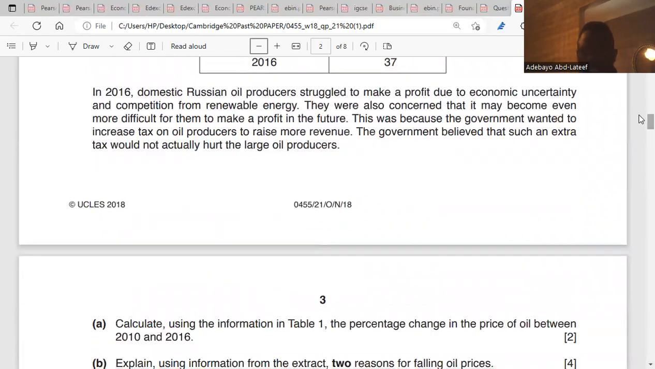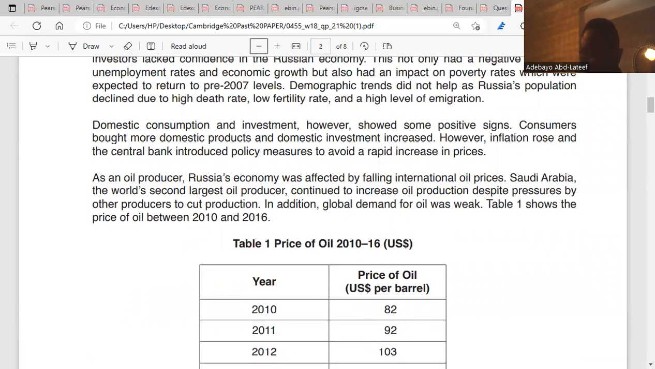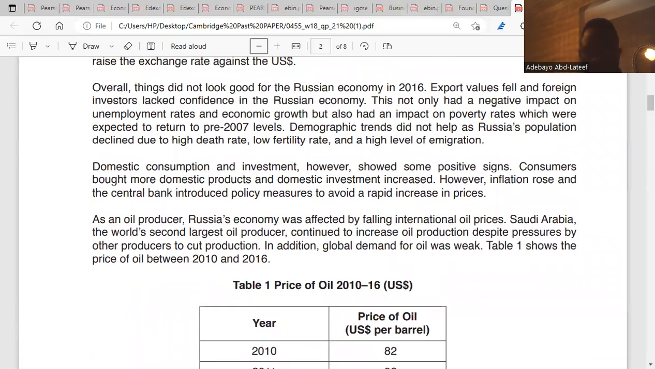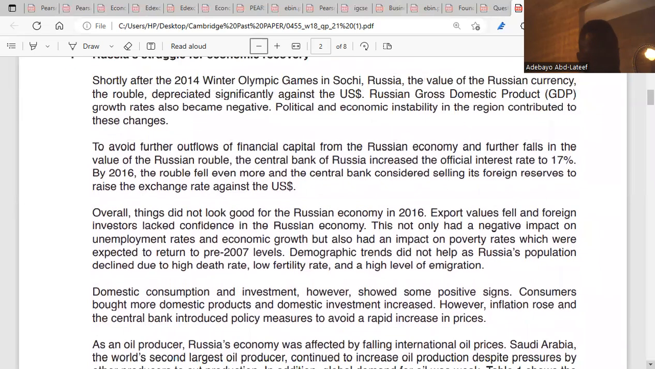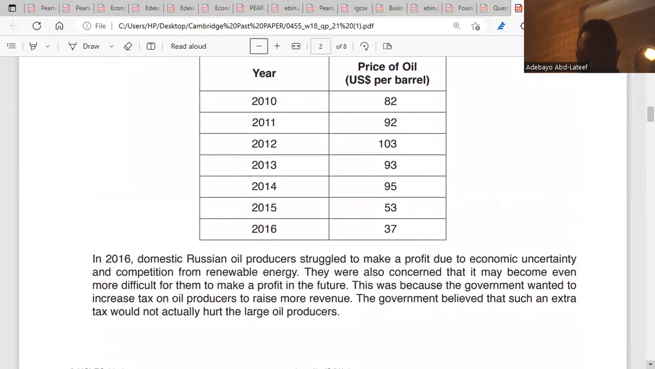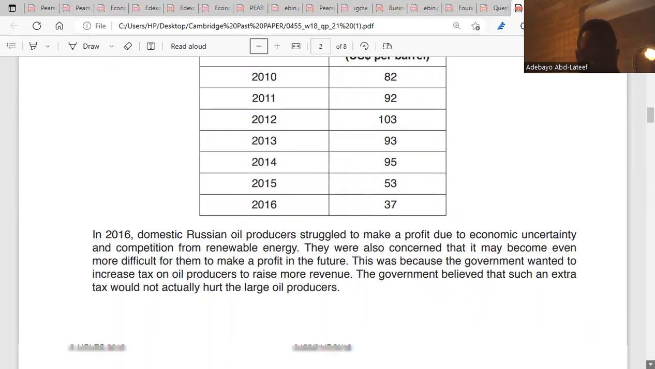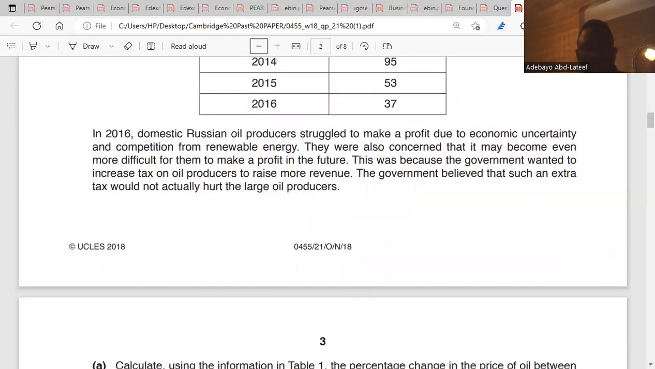I'm trying to find the substitute here. We talked about domestic consumption and investment. Also concerned about the energy renewables. Okay, yeah, here they said Russian oil producers struggle to make a profit due to economic uncertainty and competition from renewable energy. So there's always a substitute for oil. So an increase in substitutes will also lead to a fall in price. I think that is clear.